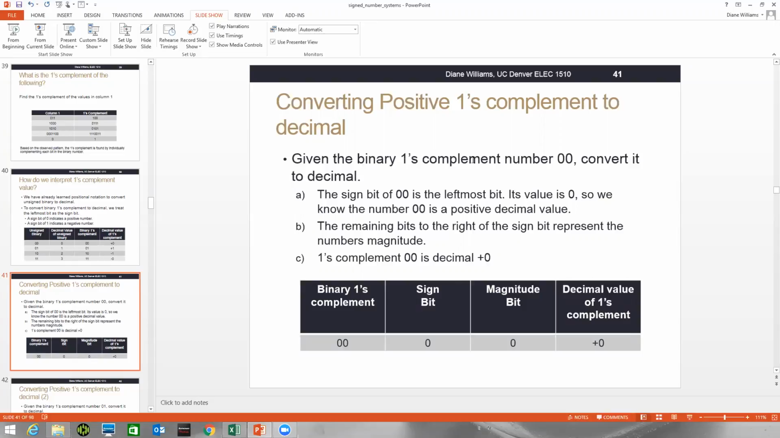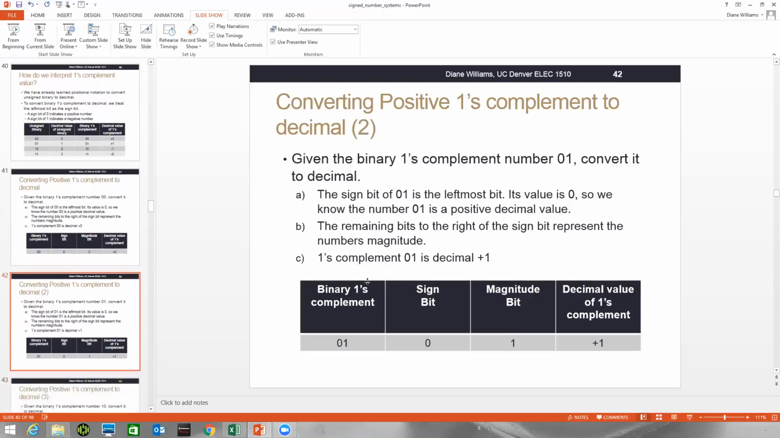Right? We said given the binary ones complement number 0, 0, we convert it to decimal. So I simply show you here, here's the binary ones complement. I broke it up into the sign bit and the magnitude bit, right? So the sign bit's the leftmost bit. We said when its value is 0, we know it's a positive decimal value. The remaining bits to the right of the sign bit, so there was only one remaining bit, represent the number's magnitude. So the ones complement decimal value is plus 0 of 0, 0, right? And these remaining slides then go through this as well. We did the same thing.